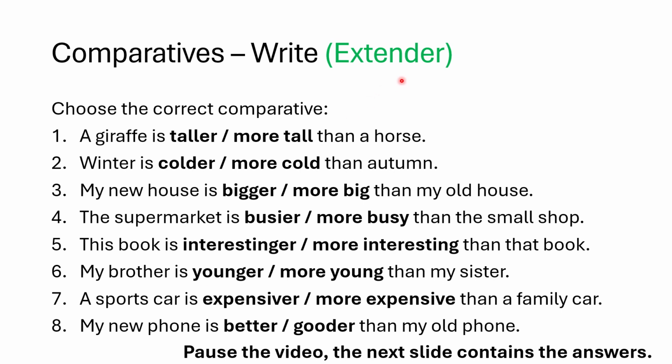Here is an extender for anybody who would like a challenge. Choose the correct comparative in each of these sentences. 1. A giraffe is taller or more tall than a horse. 2. Winter is colder or more cold than autumn.